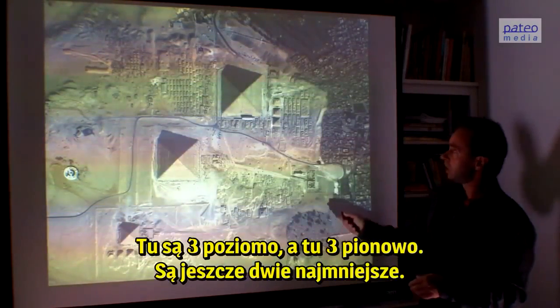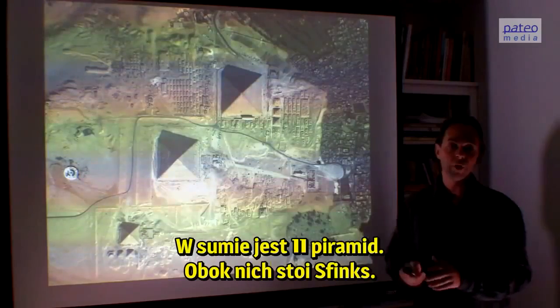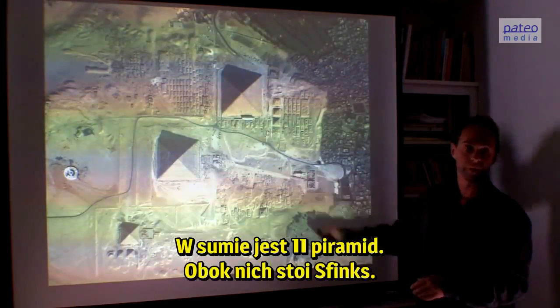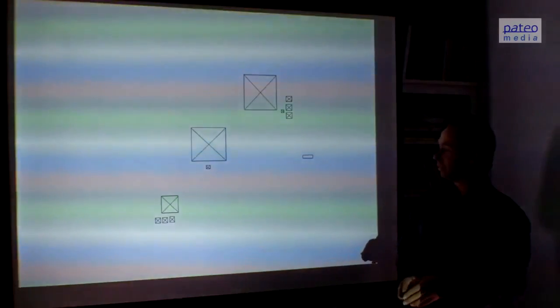Here we see 3 small ones, and here we see another 3 small ones. And there are more. Here's even one more, and also there's one more. So in total there are 11 pyramids next to the Sphinx. If you look carefully, you can see the Sphinx here, the Great Sphinx. Here we see a map of it.